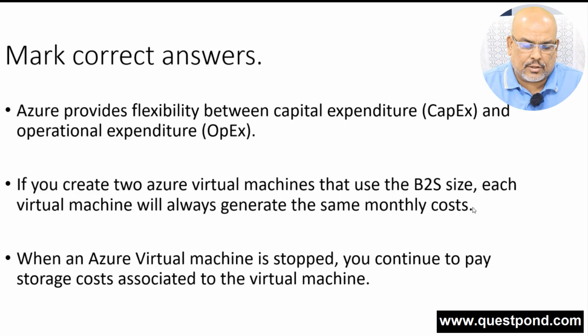Now let us start with question number three. There are again 3 sentences. Mark these sentences as correct or wrong. When you're answering in the comments down below, you can say question number 1. You don't have to put the whole question. Just say question number 1, this is the answer. Question number 2, this is the answer. Okay, mark the correct answer. Azure provides flexibility between Capex and Opex.